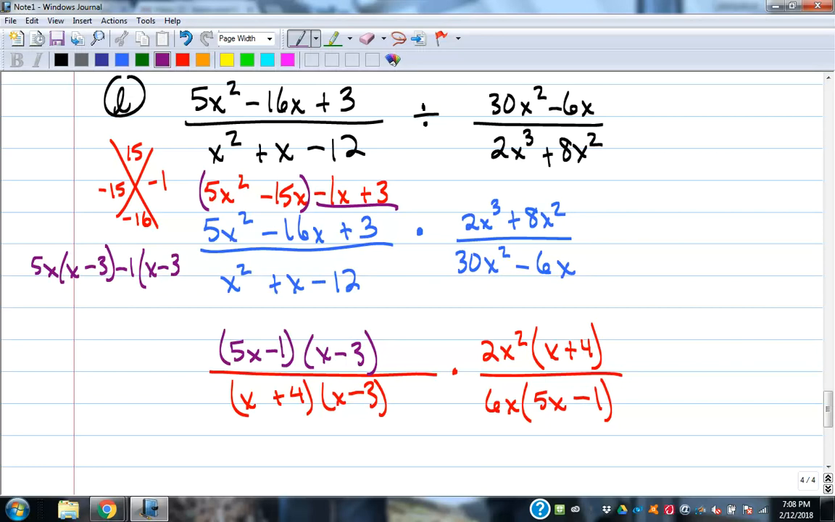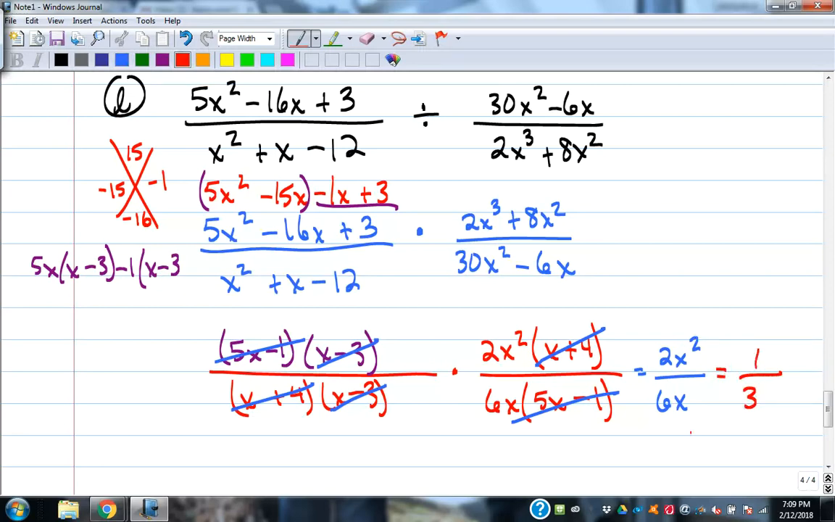What cancels? X minus 3 cancels an x minus 3. X plus 4 cancels an x plus 4. 5x minus 1 cancels a 5x minus 1. Now we have 2x squared over 6x is the only thing left. Will 2 and 6 reduce any? This is all we got left, if that helps to see that. 2 and 6 will reduce. They're both divisible by 2, so that's 1/3.